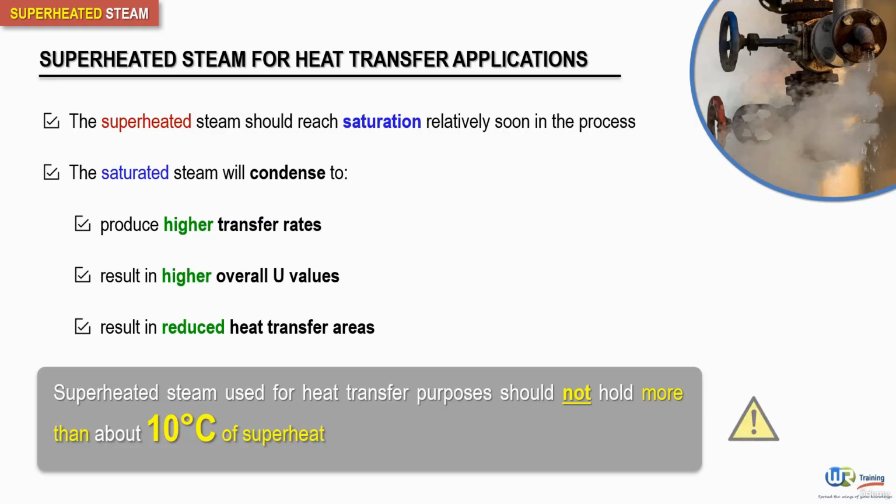The rest of the heat exchanger will then be able to take advantage of the higher heat transfer ability of the saturated steam. The effect is that the overall U value may not be much less than if saturated steam were supplied to the heat exchanger. This is depicted in the following example.